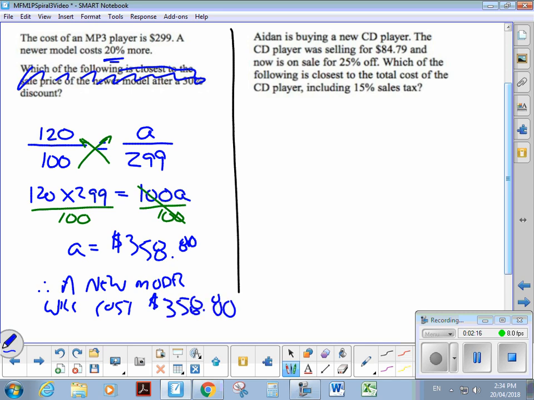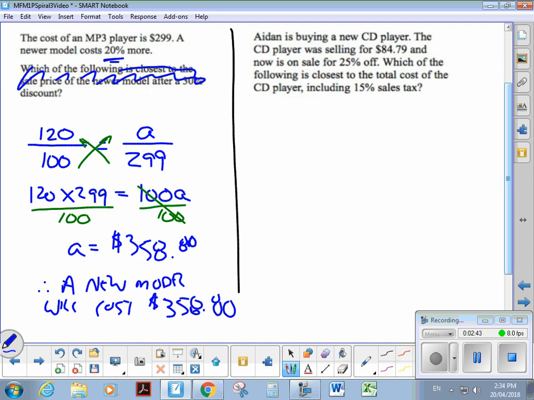All right, there we go. On to the next one. And again, at any point in time, if any of these examples don't make sense, stop the video and ask your teacher to explain it. All right? Aiden is buying a new CD player. The CD player was selling for $84.79 and now is on sale for 25% off. Which of the following is closest to the total cost of the CD player, including 15% tax?